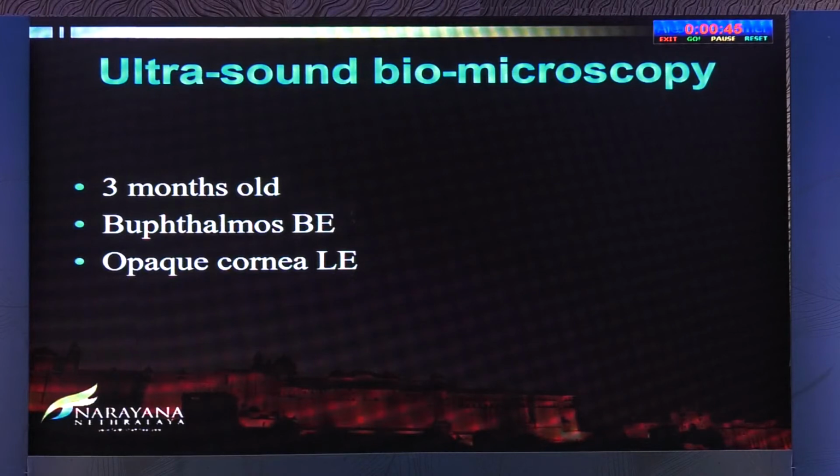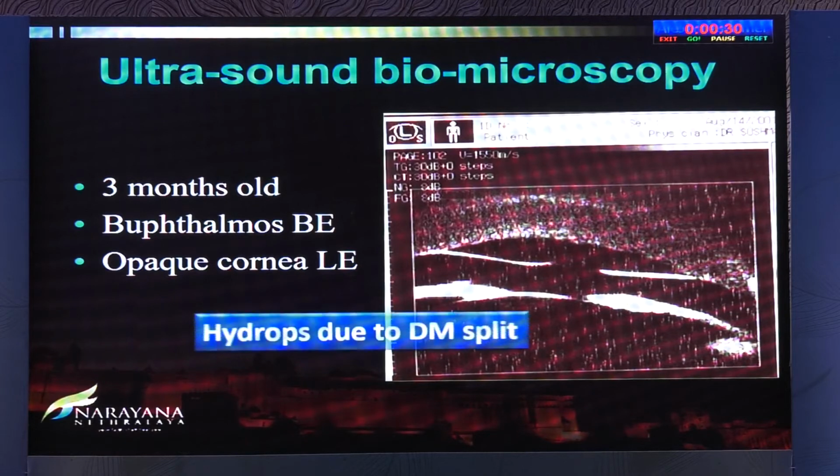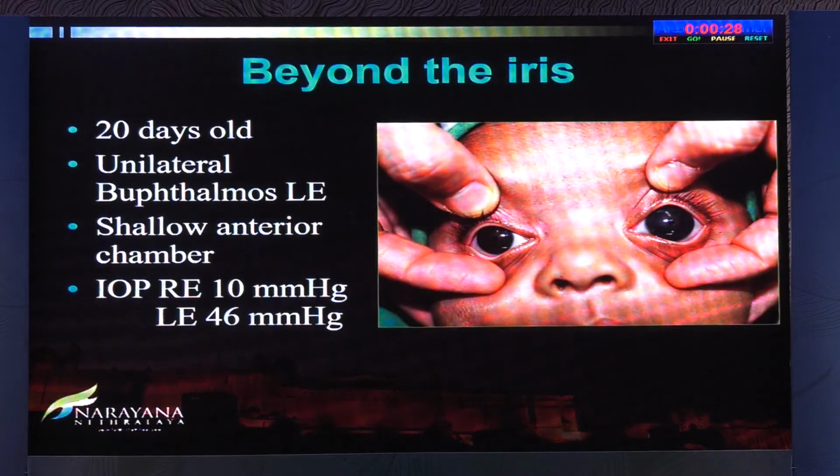This is one interesting buphthalmos case where the cornea was opaque and we were not sure whether it is CHED or buphthalmos, but by UBM you can see that there was a break in the Descemet's, and that was what was causing the corneal edema or the high drops kind of a picture. So it was due to a DM split due to buphthalmos.